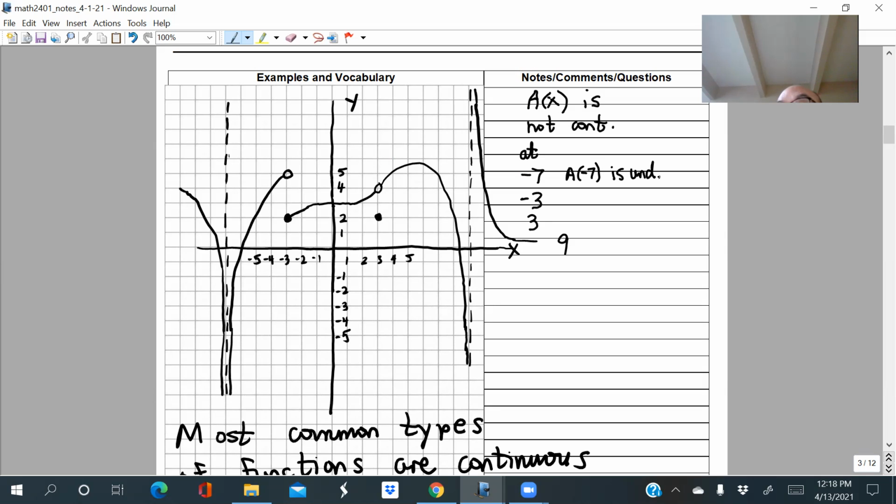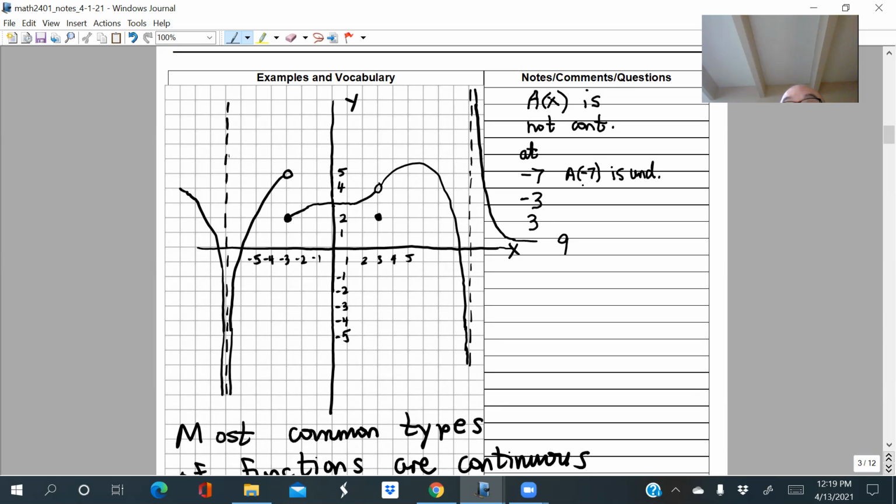Okay. A of -7 is undefined because you have this vertical asymptote here. So that indicates that the curve doesn't cross over that vertical asymptote. That means there is no value a of -7. So it's not continuous because the curve doesn't even exist here at -7. It completely skips over that x value. All right, so it's number 1. A of -7 is undefined.